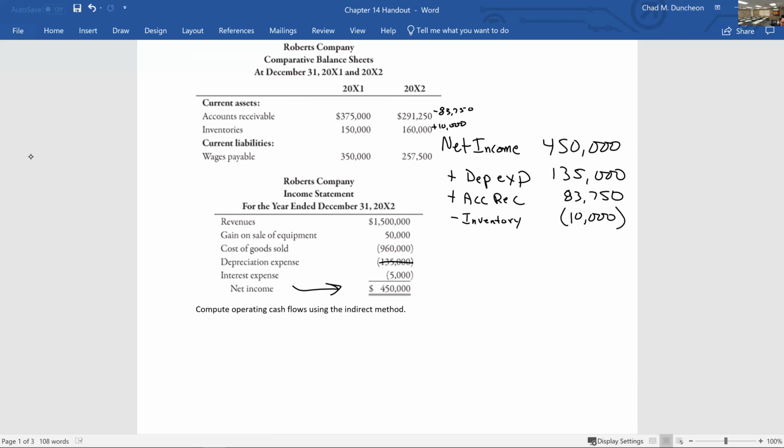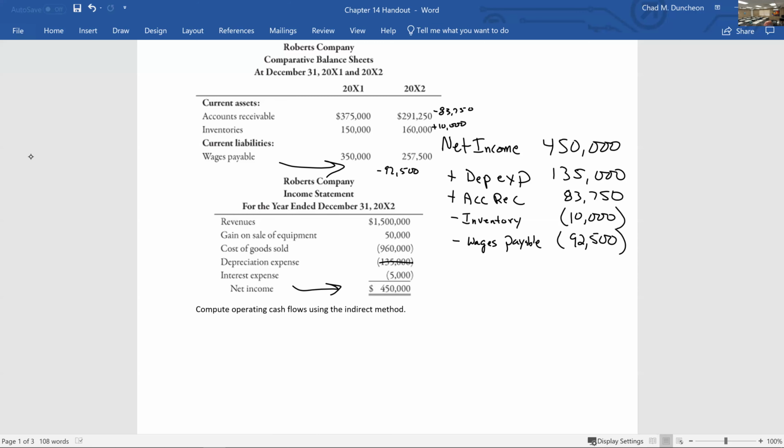Okay. Step three, I go on to my current liabilities. Now these have a direct relationship. So when I'm looking here, it went down $92,500. That's my wages payable right here. They have that direct relationship, so if it went down, I'm going to subtract it. Okay, and then that is it for step three. I've looked at all my, that's the only current liabilities I have.